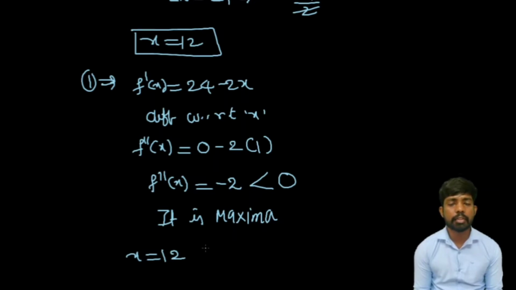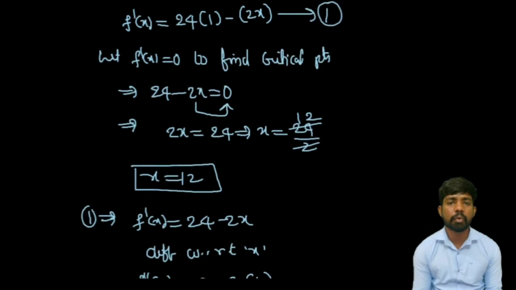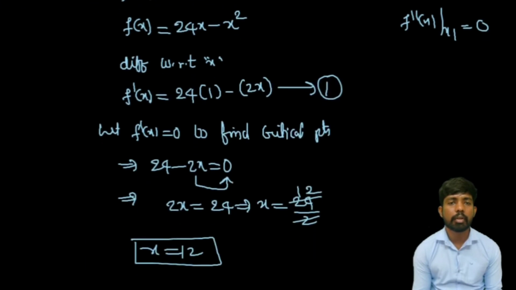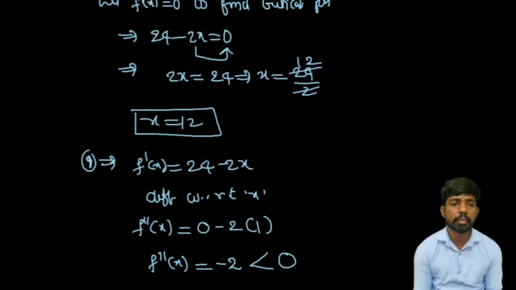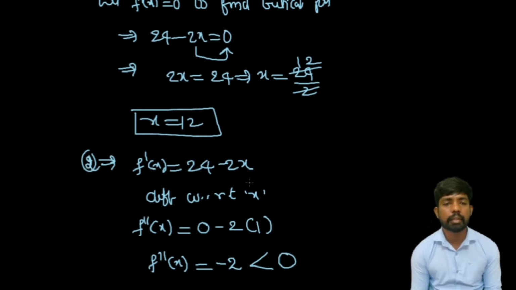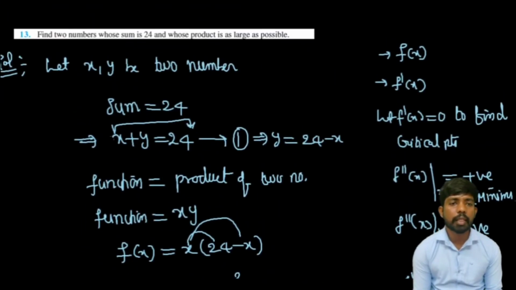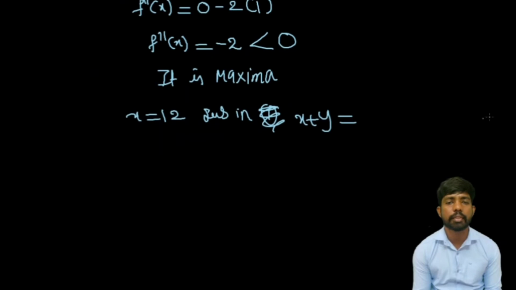He is asking for x is equal to 12 and what is the value of y simultaneously. Okay, from the equation y is equal to 24 minus x, right? So substitute in equation 1. Equation 2 implies f dash of x is equal to 24 minus 2x. Now here we have to consider x plus y is equal to 24. Substitute in the initial equation, x plus y is equal to 24.